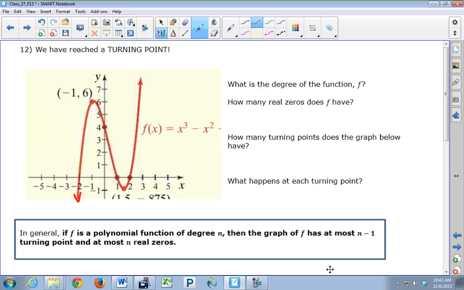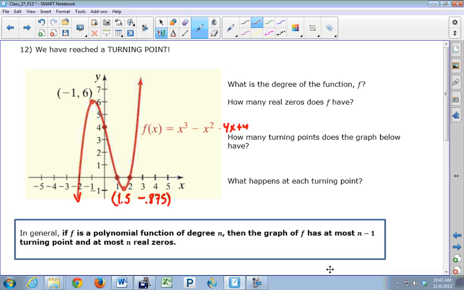But in this case, looking at this picture, we have a relative max at -1.6 and a relative minimum at 1.5, -0.875. Let's fill in the rest of this function. What does it say there? x cubed minus x squared minus 4x plus 4. So when it's in polynomial form, how do we determine the degree of the function?